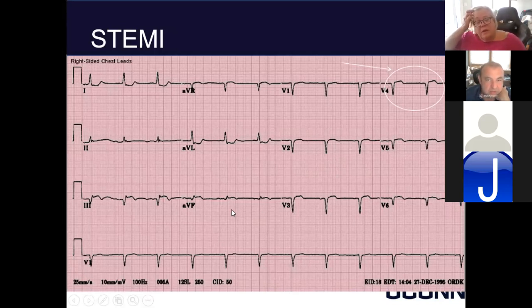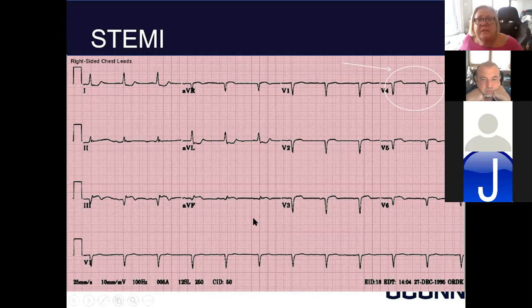Okay. So what we've done today is we've gone through the different dysrhythmias and given you examples of what those pictures look like.